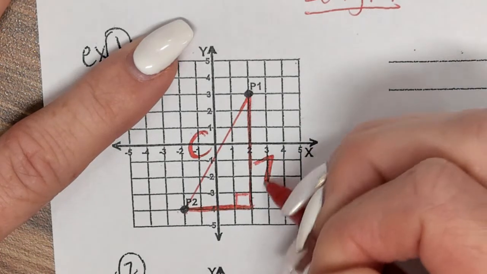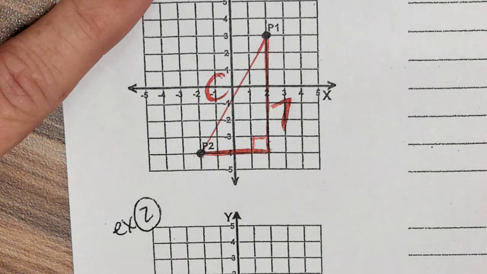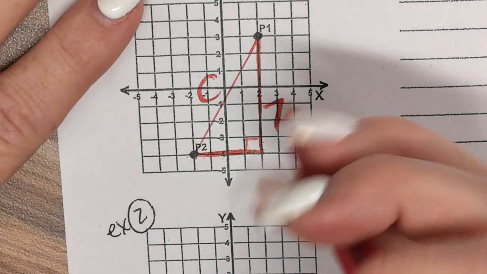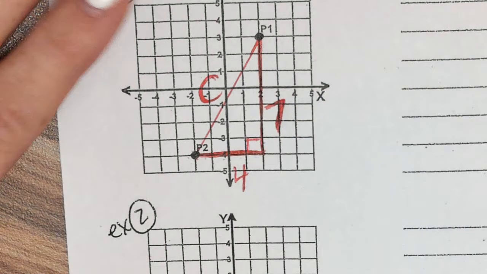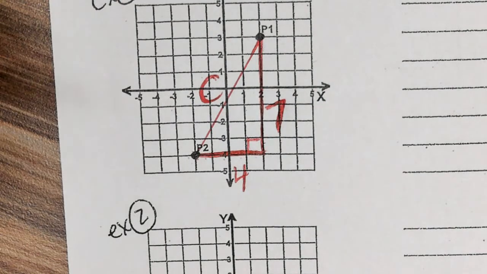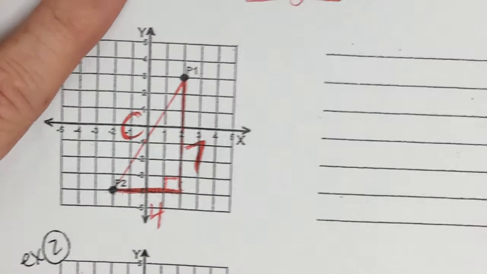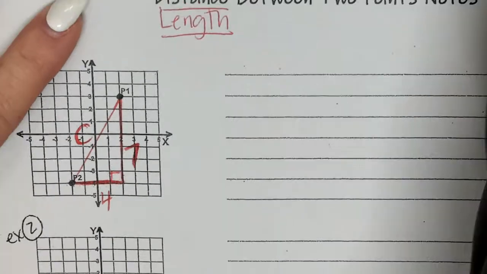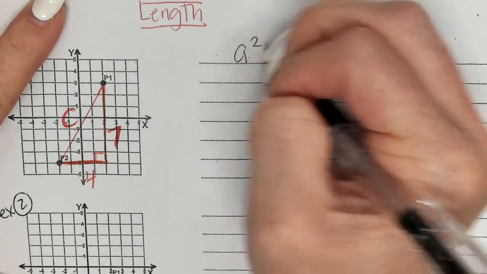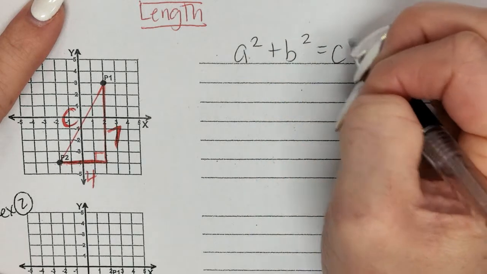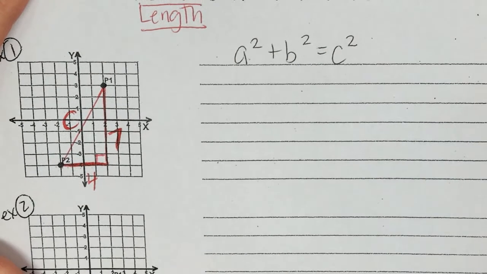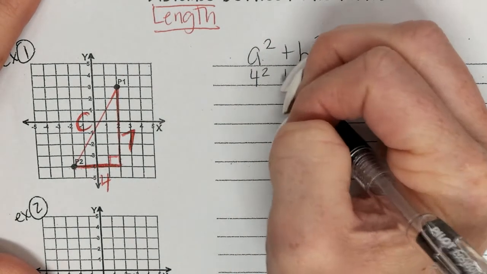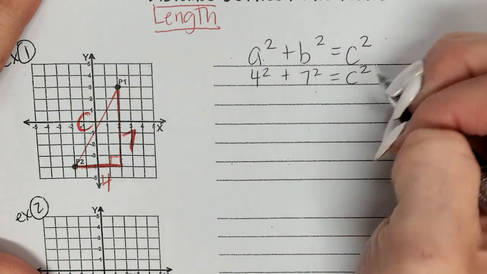What else do I need to count? The bottom one. So here we go. 1, 2, 3, 4 units long. Can I now do Pythagorean theorem to solve for the distance between point P1 and P2? Yes. So I'm going to write the formula over here. A squared plus B squared equals C squared. I'm going to plug in my numbers. 4 squared plus 7 squared equals C squared.